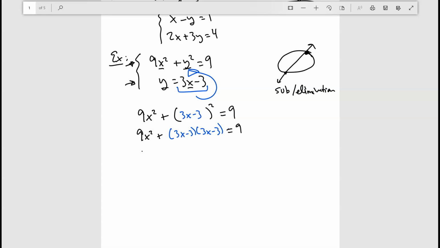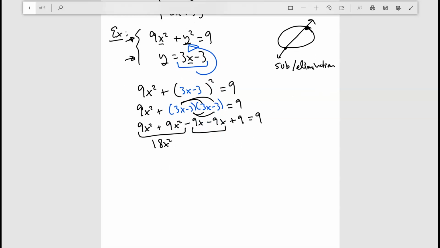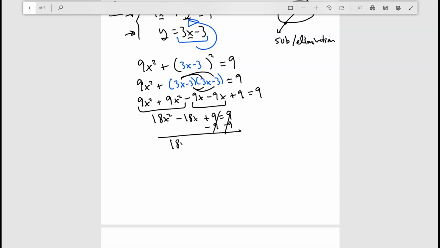Okay, so I'm going to have 9x squared plus, this is going to give me 9x squared minus 9x minus 9x plus 9 equals 9. So this part is going to be 18x squared. This part is going to be another minus 18x. Plus 9 equals 9. Okay, notice that I can subtract the 9 over and they're going to just go away. So I'm left with 18x squared minus 18x equals 0.